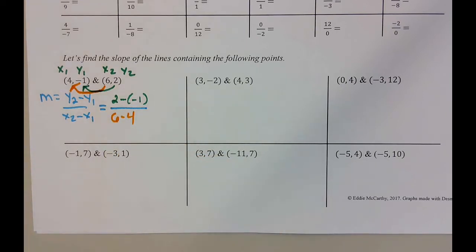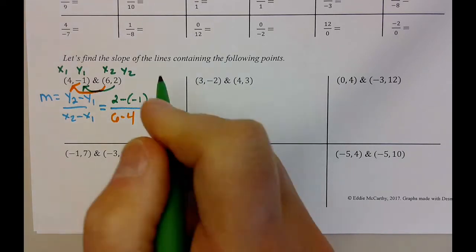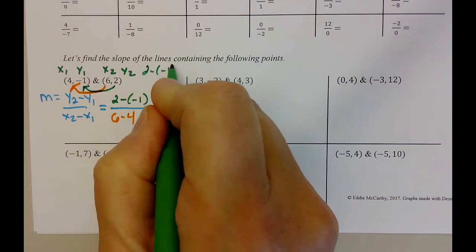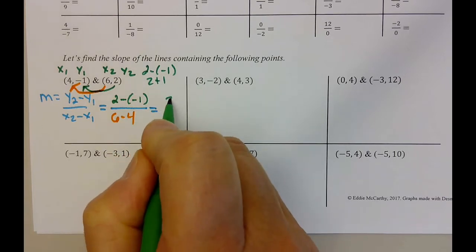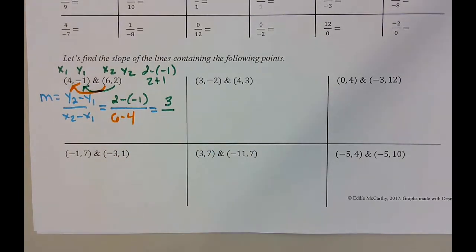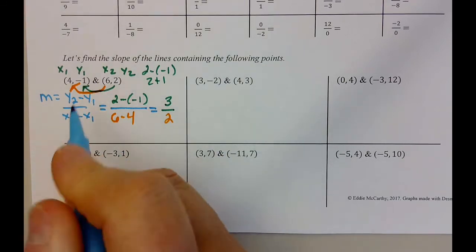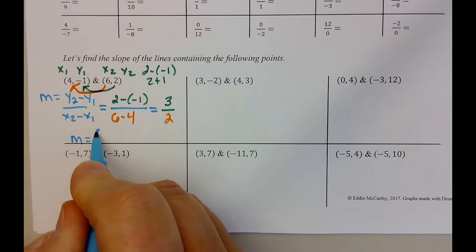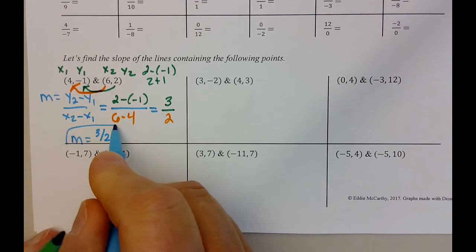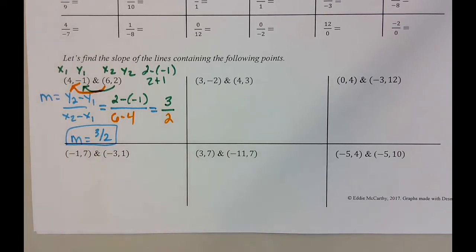And so my answer becomes, well, remember that 2 minus negative 1 is the same as saying 2 plus 1, so that gives me a 3. And 6 minus 4 is 2. So my slope is 3 over 2. And yes, I want to leave it like that. I do not want to write that as a mixed numeral. I want to leave it as an improper fraction because that's the best way to leave it for slope. It's going to make it much easier when we graph to have it in that form.